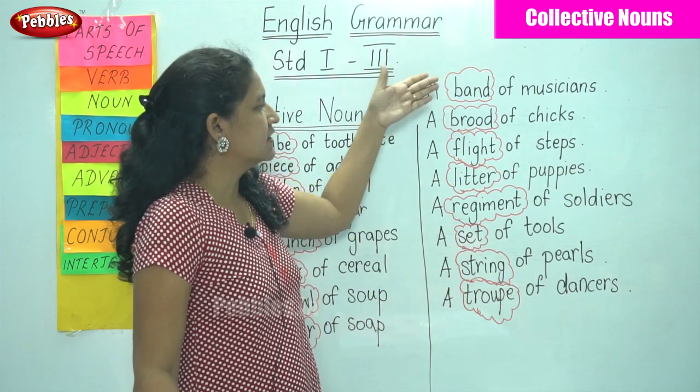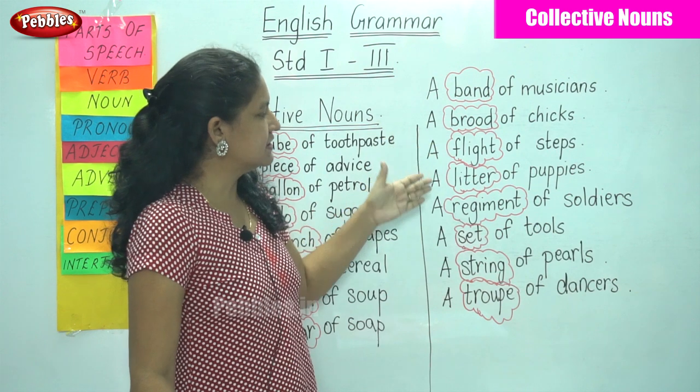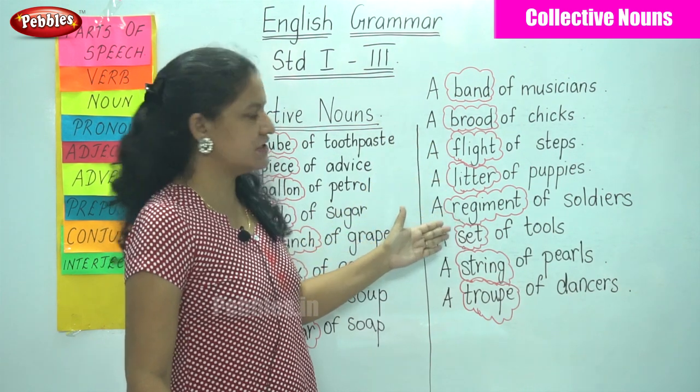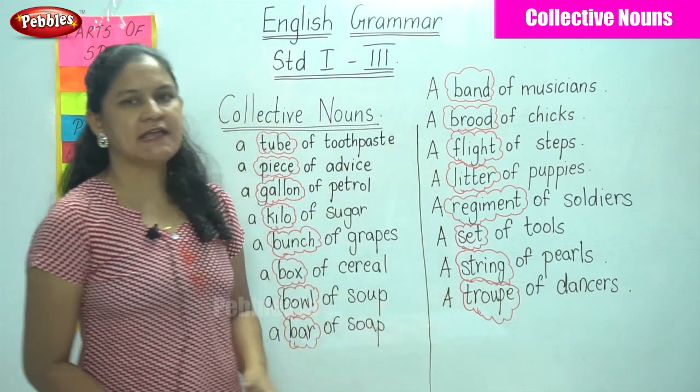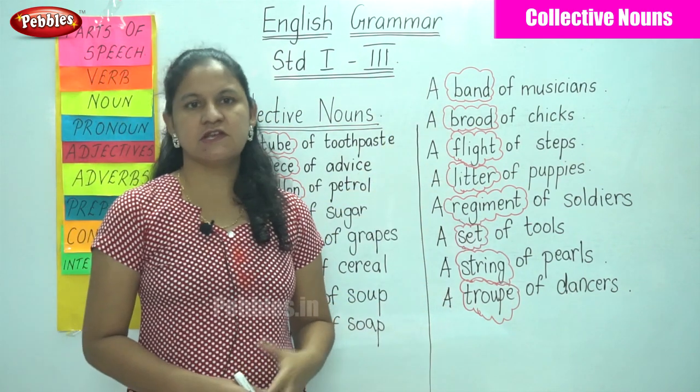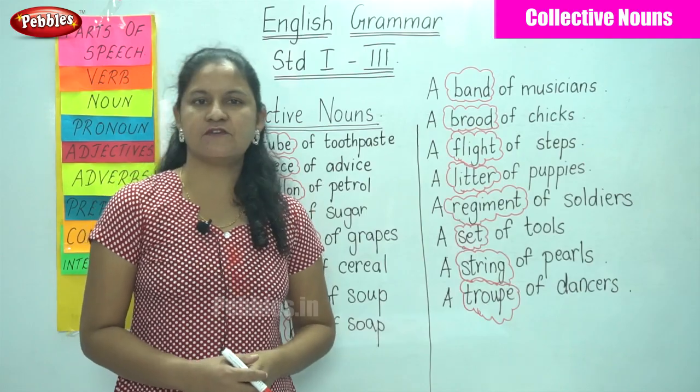So band, brood, flight, litter, regiment, set, string, troop. So these are the examples of collective nouns that we come across every day.